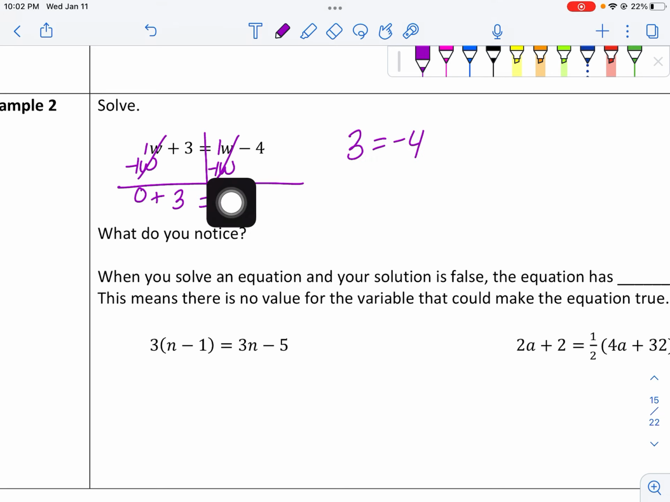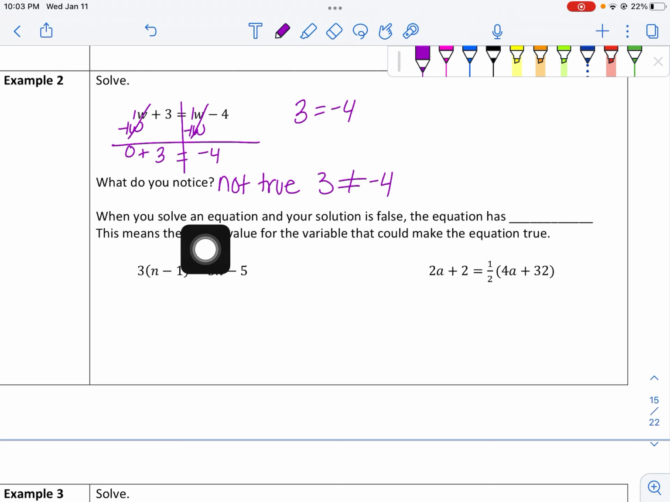Because both of my w terms on both sides, since they were the same number of w's on either side, when I subtracted them, there was no w's left. So I was left with 3 equals negative 4. Well, that's not a true statement. 3 is not equal to negative 4.